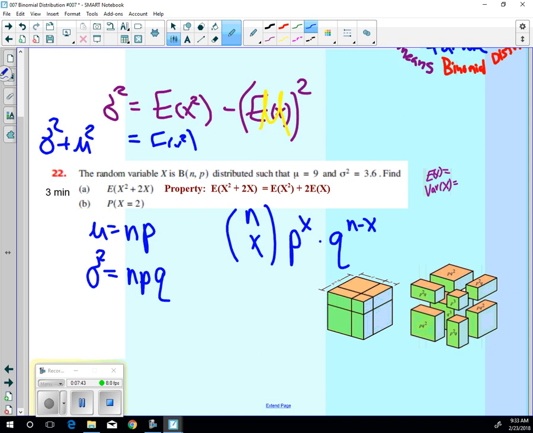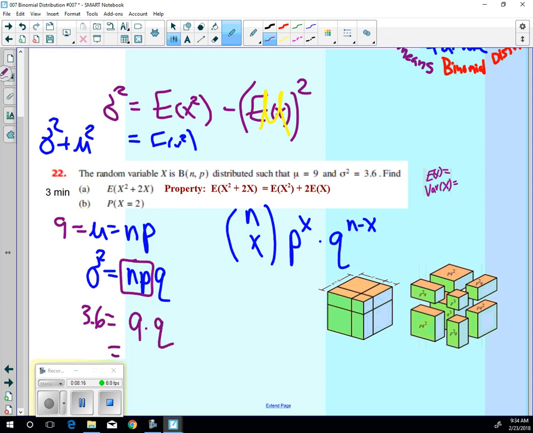Now, n, I don't know. I don't know p. I can't do this one. Well, you can find q. I can find q. How would I do that? The variance equals 3.6, equals mu times q. That's right. np is the same as mu, which is 9 in this case. So this is 9 times q.